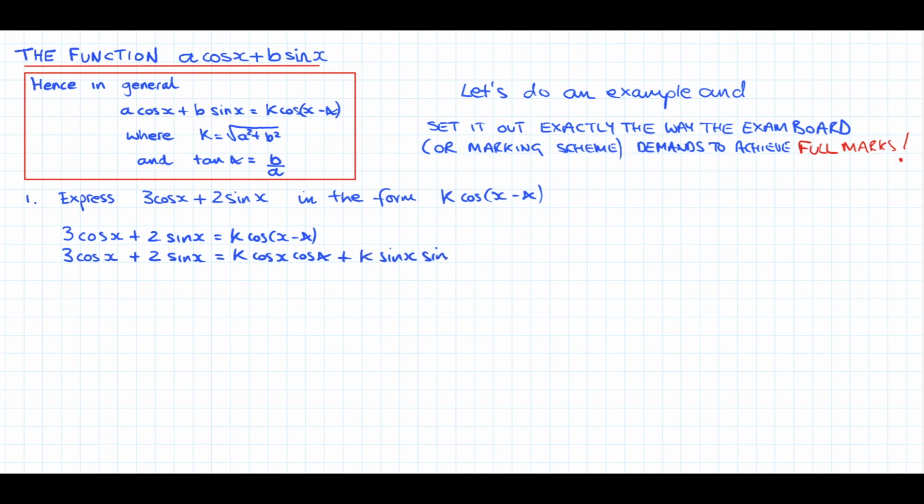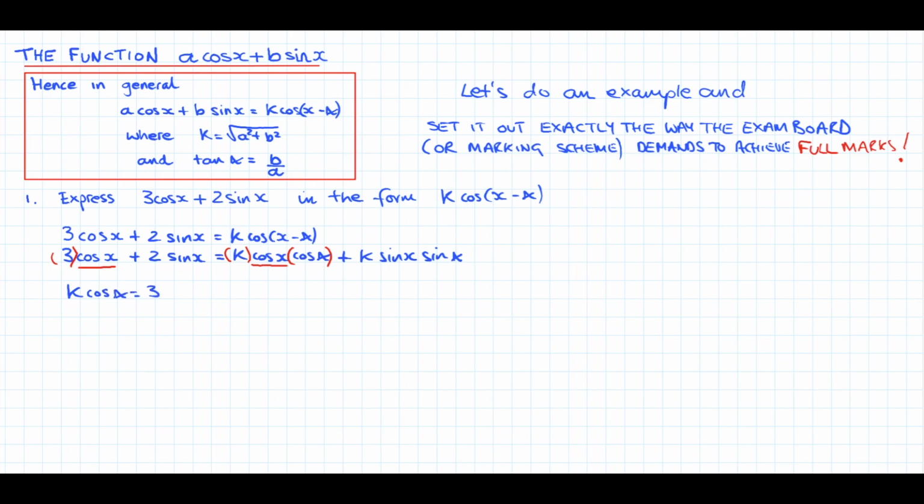Now if that is missing, you are throwing away marks. The next thing you want to do, and again, they award a mark for this. If you do not do this, you are throwing marks away. So here we have cos x, and here we have cos x. The coefficient here is 3, and the coefficient here is k cos alpha. So we can write then that k cos alpha is equal to 3.